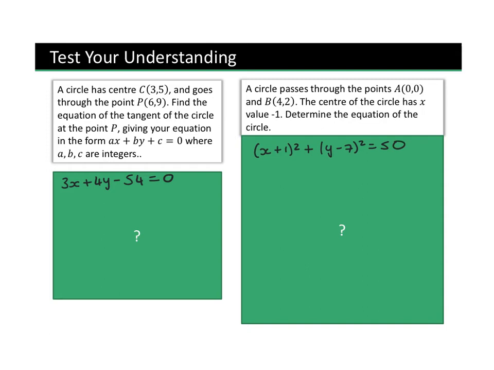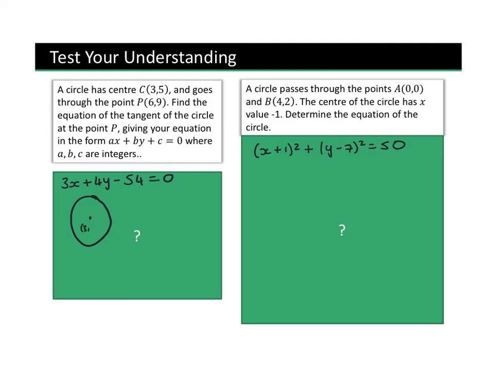A circle has a centre 3, 5, and goes through the point P, 6, 9. Find the equation of the tangent to the circle at the point P, giving your equation in the form ax plus by plus c equals 0, where a, b, and c are integers. Okay, so to find this, I always have to draw circles, I don't know why. I really can't visualise this in my head.